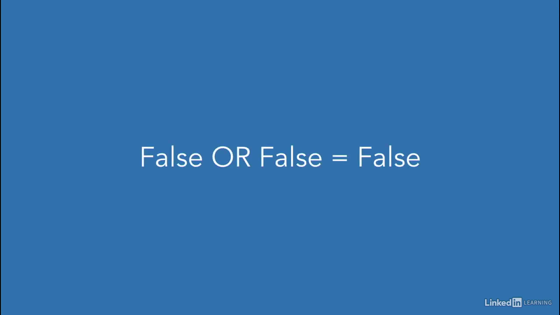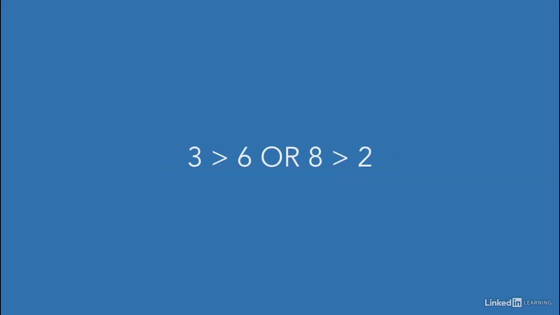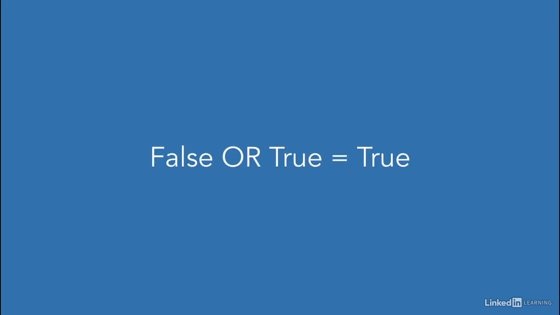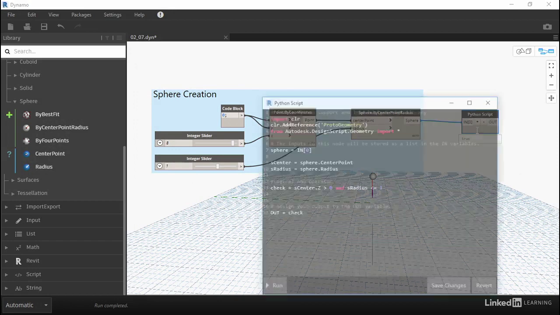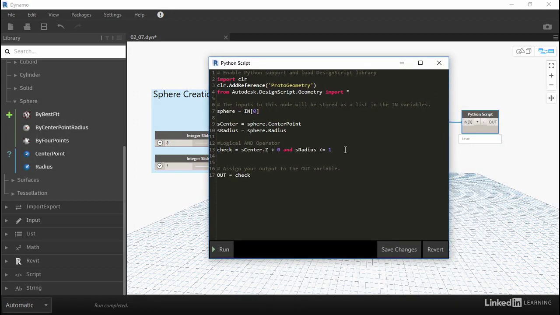However, if one of the operations became true, for example 8 greater than 2, and the Boolean expression changes to false or true, this would therefore equal true. When comparing two booleans, the OR operator will always evaluate to true, unless both booleans on either side are false. So let's try the OR operator in Python. Go ahead and open up the Python script again. And let's start by creating another check variable.